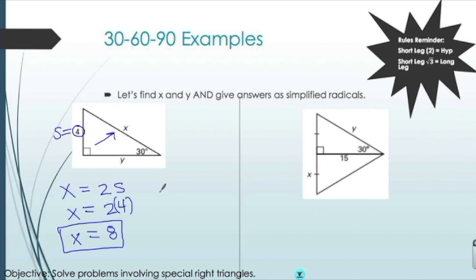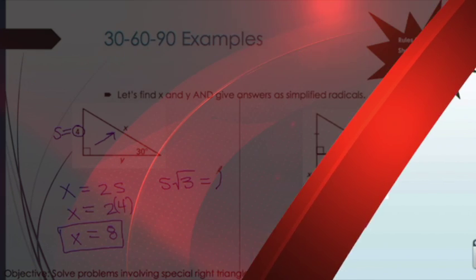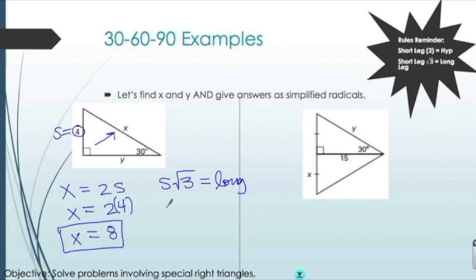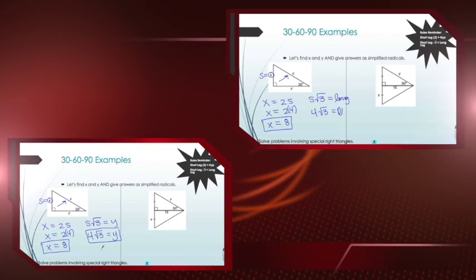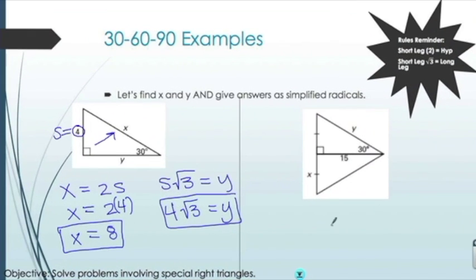Now to get the long leg, we must do the short leg times the square root of 3. And that is going to give us our long leg. So the short leg again was 4, times the square root of 3 is our long leg, which is y. Okay, let's try this one on the right.